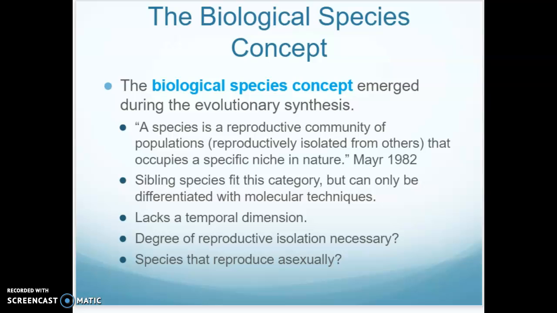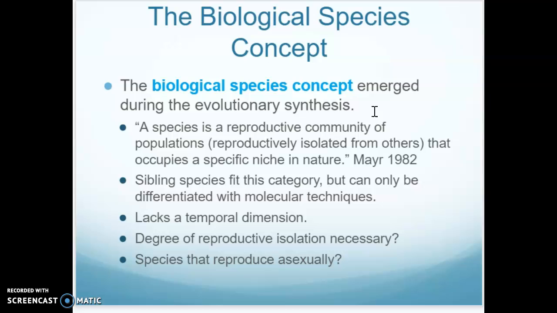Biological species concept takes this a step further. It's a bit different. In the biological species concept, you're trying to say that a species is a reproductive community of populations that occupies a specific niche or a role in nature. So biological takes it a step further. You're not just comparing it to the ideal physical form, you're also saying that these organisms can reproduce with each other and they have a certain role in nature.